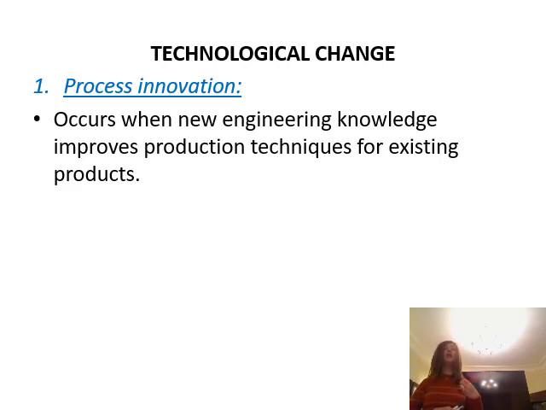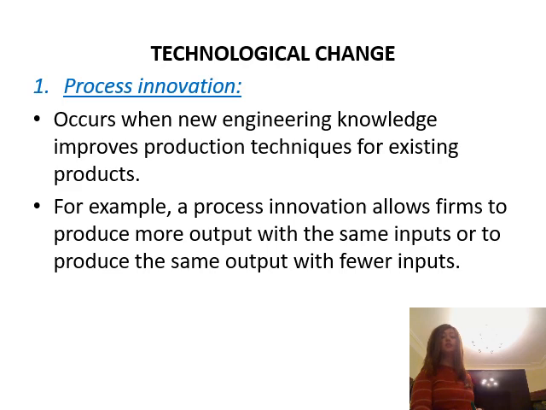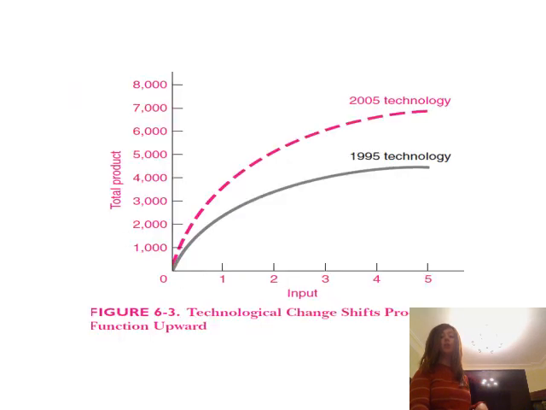From its name, process innovation means I'm improving the process of production, the production technique. This means that using the existing inputs, I can produce a higher level of output due to technological improvement. This means that process innovation can lead to a shift in the production function because it enables you to produce more output from the current amount of inputs.